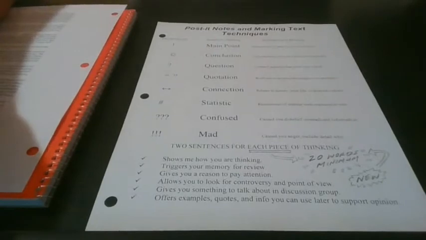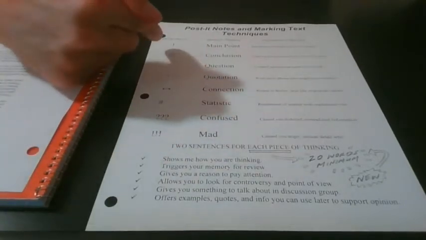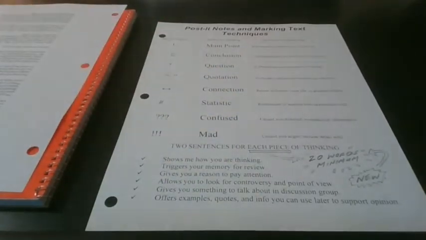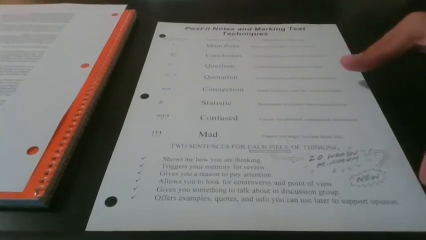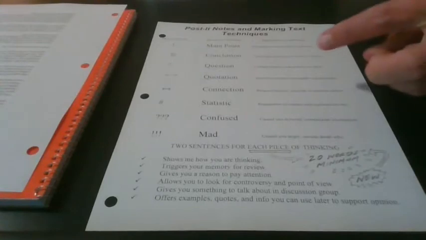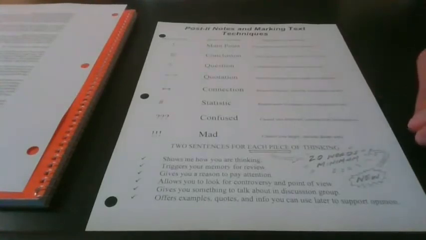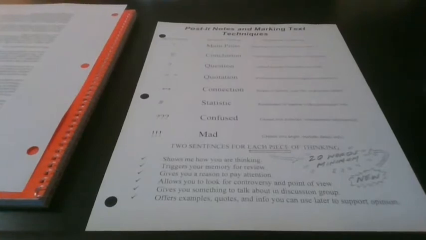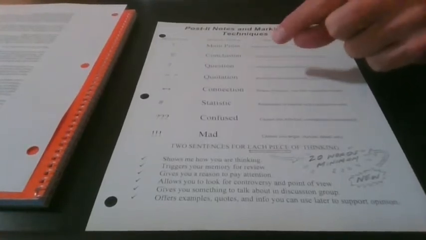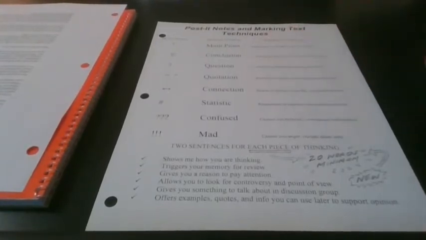So you might use just a main point, which is going to be a restatement of the facts. You might do a conclusion at the end of a paragraph, and you'd use the letter C with the circle around it. You might have a question about something you read, and you can then do the question mark and then try to answer your question. You might take a quote out and you might comment on it.